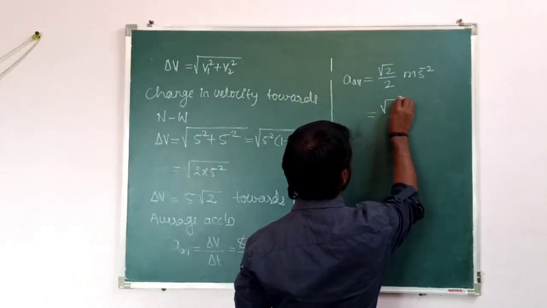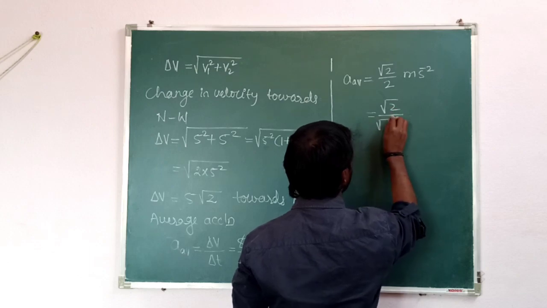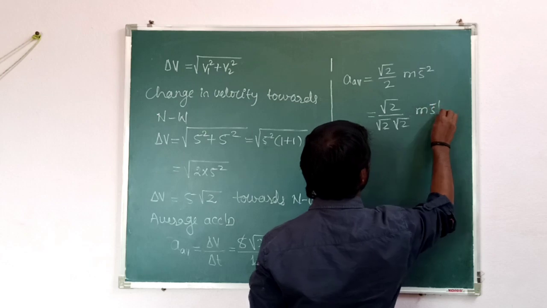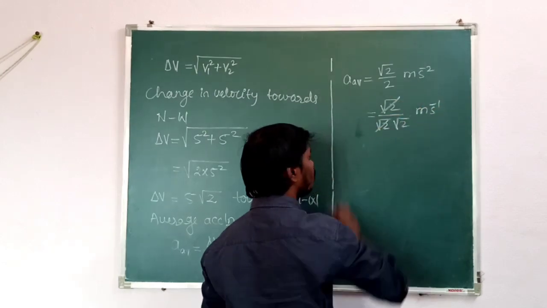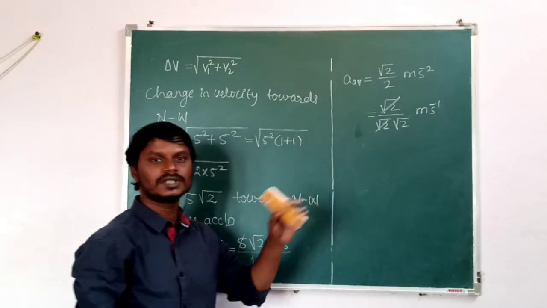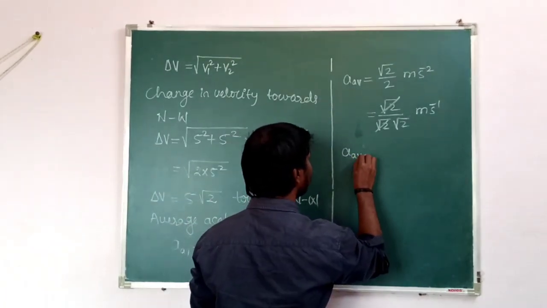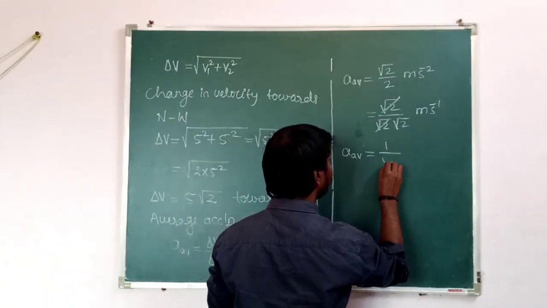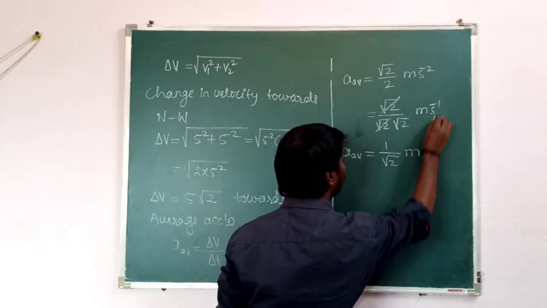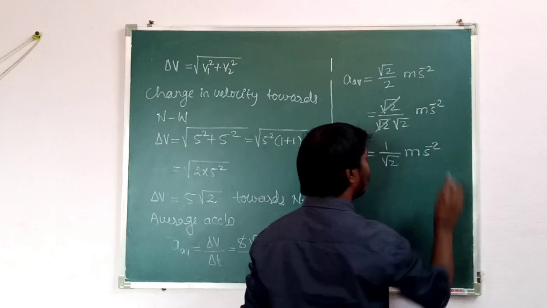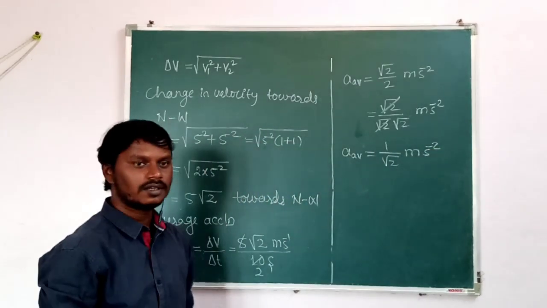Then root 2 divided by square root of 2 into square root of 2 meter per second square, and one square root of root 2 get, square root of 2 get cancel. Then we will get the average acceleration is equal to 1 by root 2 meter per second square towards northwest.